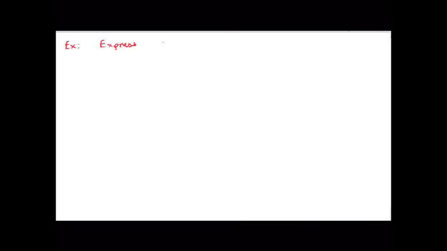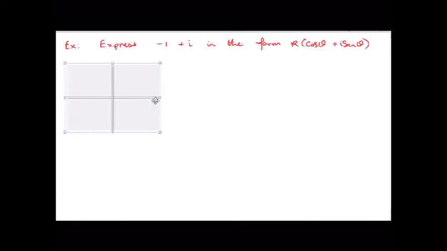So express minus 1 plus i in the form r into cos theta plus i sine theta. So I express minus 1 plus i in that form. When you're doing this, you always begin by drawing an Argand diagram. Never ever do this without drawing a diagram. It's wrong to do it without a diagram.